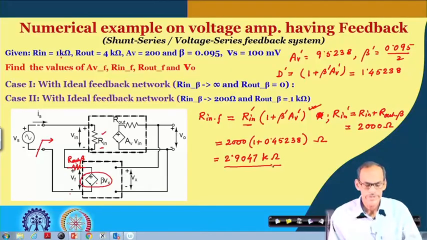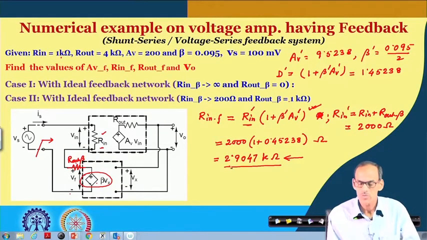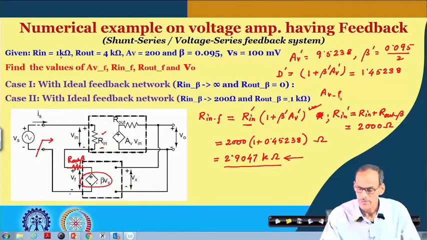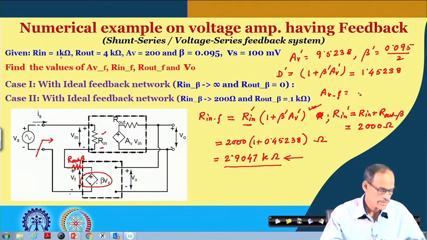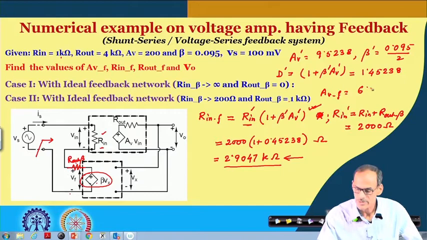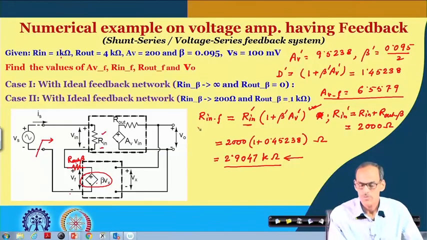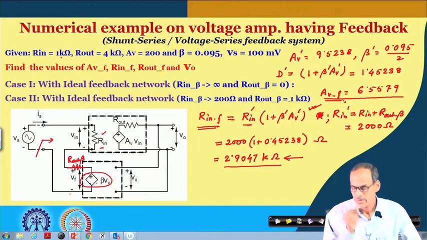So, earlier the input resistance was 20 kilo ohm. Now, that got drastically reduced to 2.9 only. In fact, we have also obtained AVF, and its value was 6.5579. So, for both this R in F and AVF, there is an alternate way of calculating.